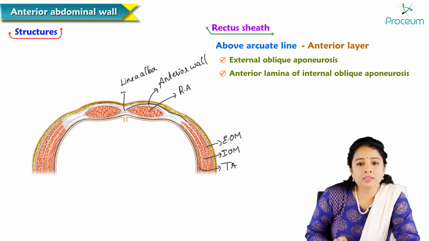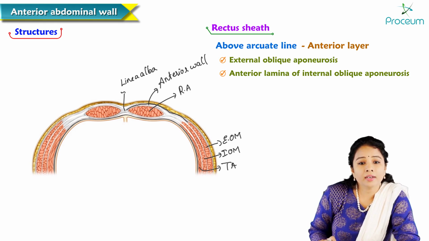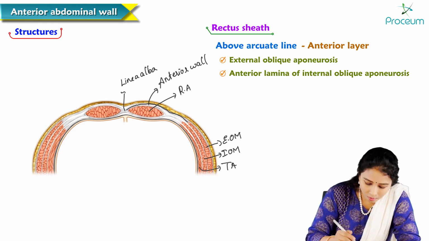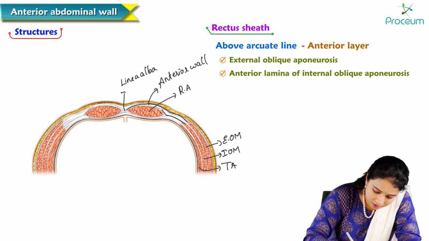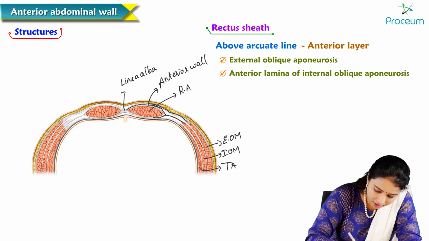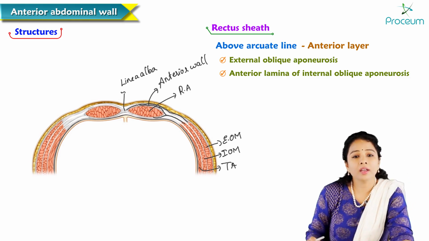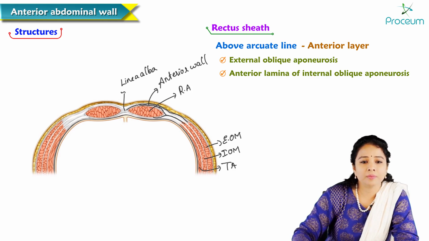Not only the external oblique muscle, but also the anterior lamina of the internal oblique muscle contributes. As we trace the internal oblique aponeurosis, it splits into two layers, anterior and posterior lamina. The anterior lamina of the internal oblique muscle forms the anterior wall of the rectus sheath. Let's see the posterior wall.